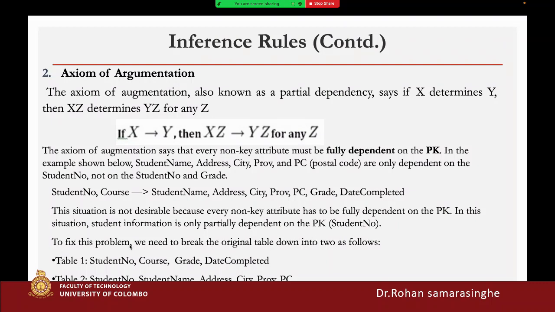To fix this problem, we need to break the original table into 2. We can decompose the student table into student number, course, grade, and date completed, and another one with student number, name, address, city, province, and postal code. This is the personal information, and this is the course information. This one table must be split into 2 tables like this.